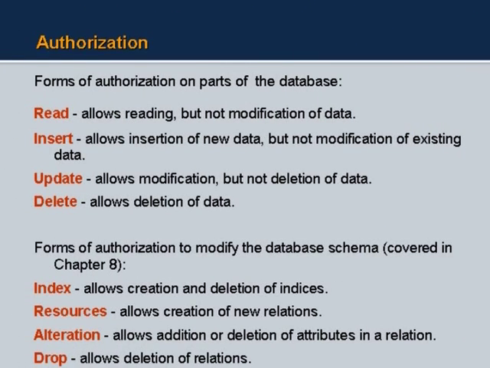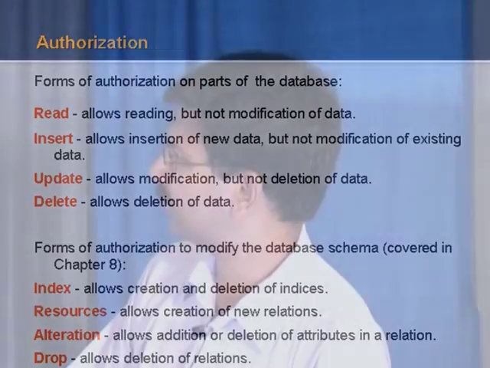Okay, so moving back to authorization. Just like you have permissions in the file system, you have permissions on relations, and there are multiple types of permissions. In Unix, you have read, write, and execute. Here you have a different set. You have read, insert, update, and delete authorization on relations. And it can also be used on views and other such things. So the authorization is obvious.